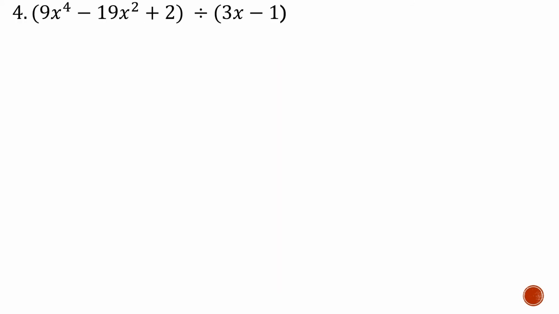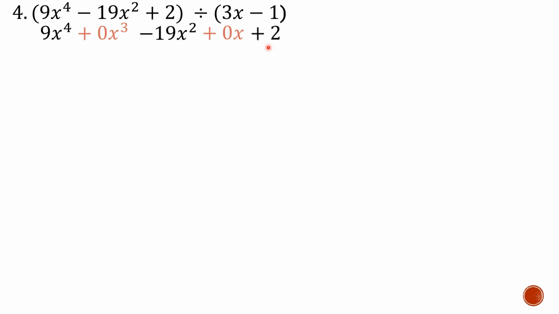For our fourth example, if we divide this polynomial here by 3x minus 1, what would be the quotient? So for our first step, we need the exponents of x to be arranged from highest to lowest, or in descending power. We have here 9x to the fourth power, but we don't have cube, or x to the third power. So we will insert 0 for its coefficient. So you have 0x cubed minus 19x squared. We will insert plus 0x and then plus 2.